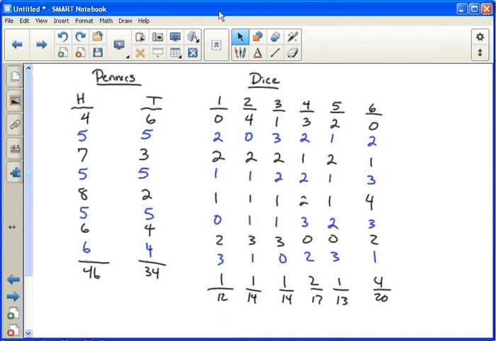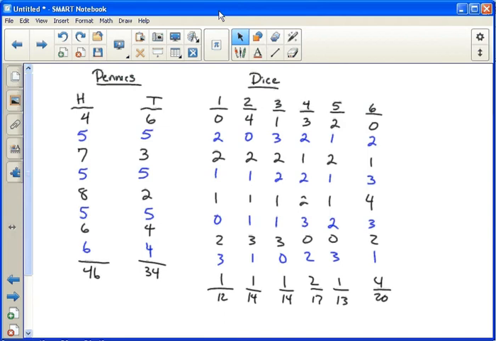If you look at pennies, the first person had 4 heads and 6 tails, the second person had 5 of each, third person had 7 heads and 3 tails, and so on. You can see with dice, the first person had 0 ones, 4 twos, 1 three, 3 fours, 2 fives, and 0 sixes. And then you can keep going on down. There were 9 people with dice and 8 people with pennies.